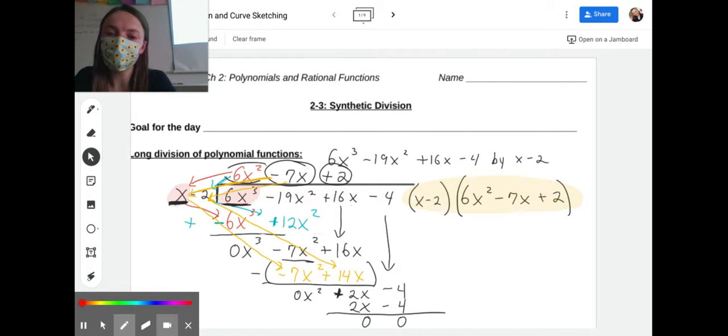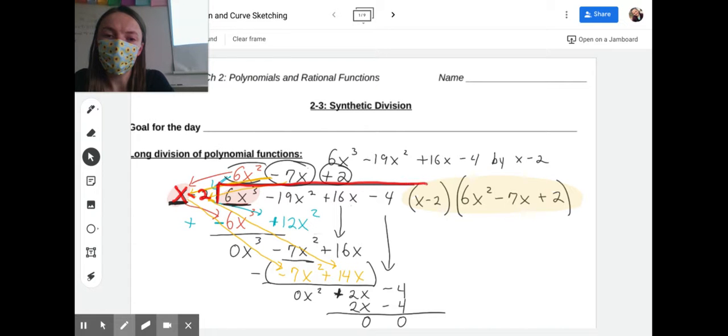So the first thing we did is we put x minus 2 on the outside, and then we put the whole function we're going to divide by on the inside. The first question that we asked was, hey, what multiplies to 6x cubed? So x times what is 6x cubed? And what we came up with is that 6x squared times x is 6x cubed. So what we did is we multiplied 6x squared times x to get 6x cubed.